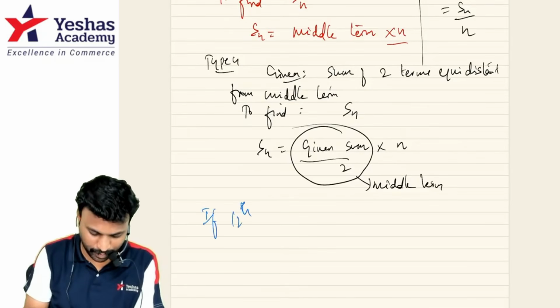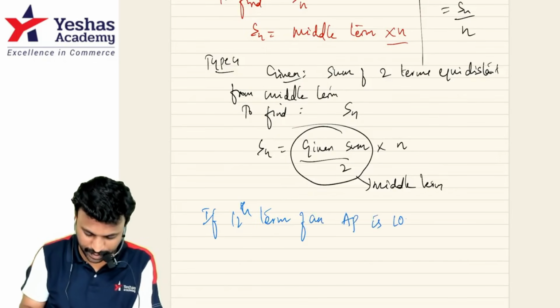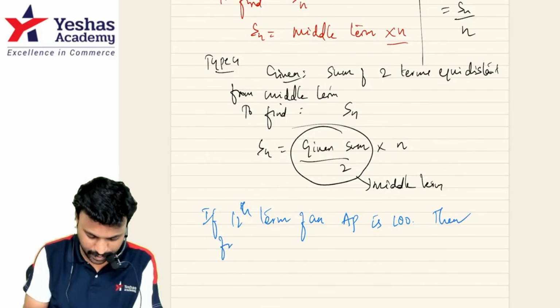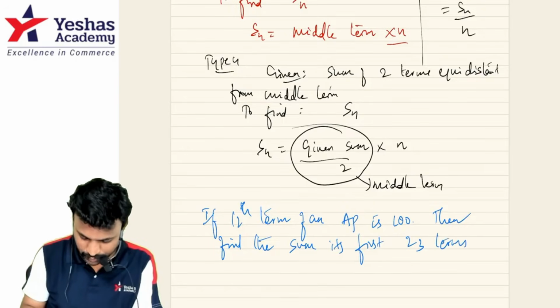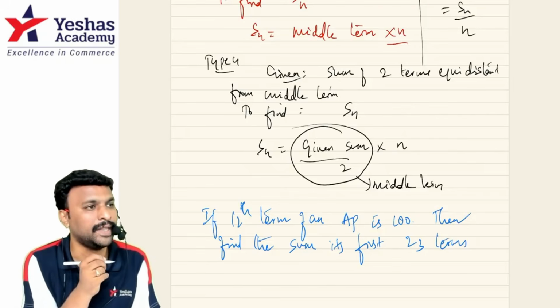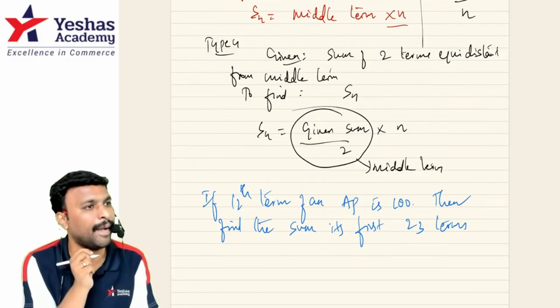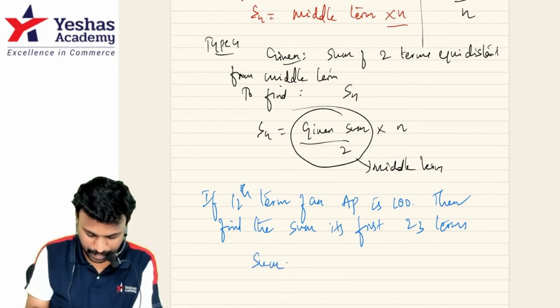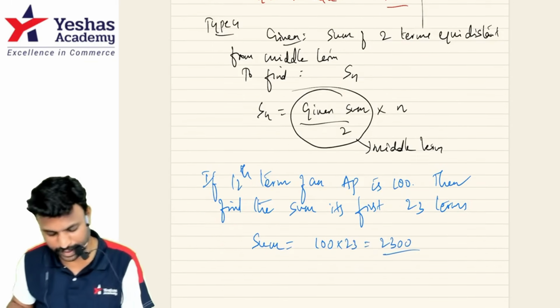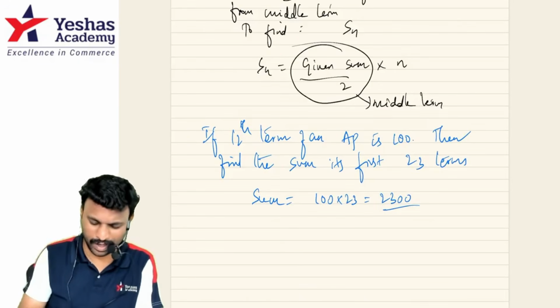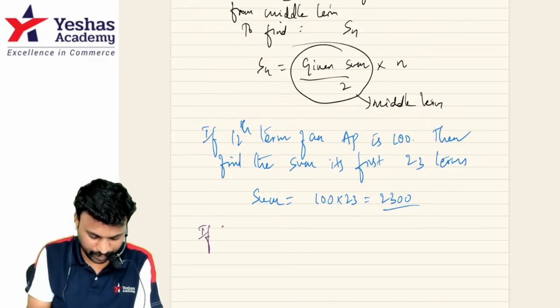If the 12th term of an AP is 100, then find the sum of its first 23 terms. Is the 12th term a middle term? How come? (23 plus 1) divided by 2. Definitely it's a middle term. So what is the sum? 100 into 23, which is 2300. Got it?